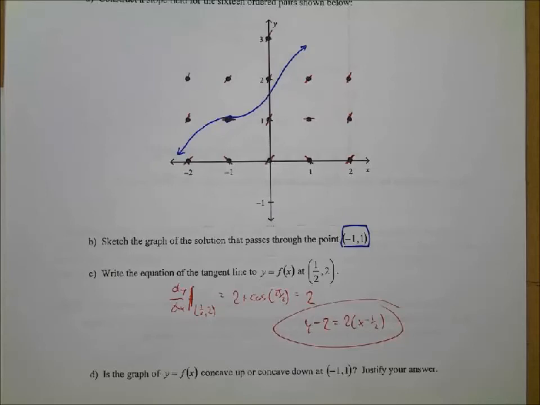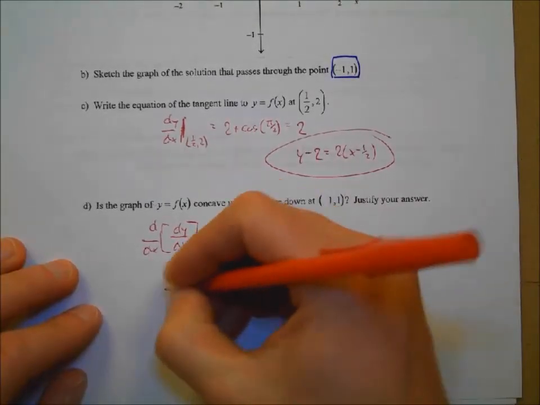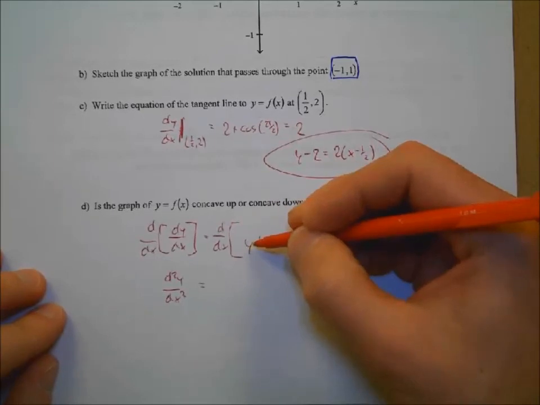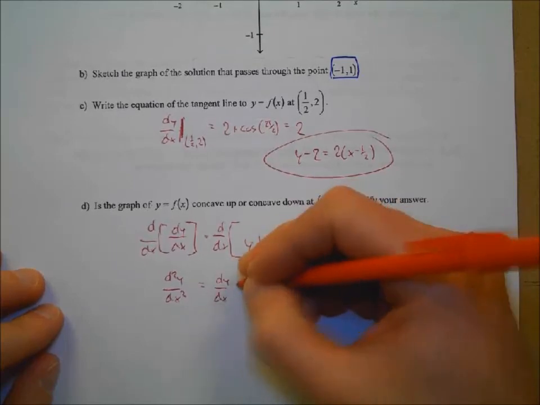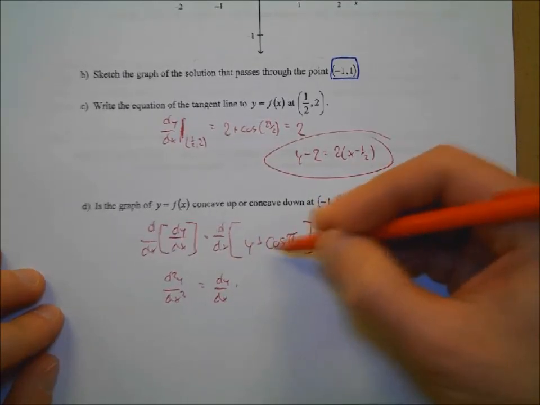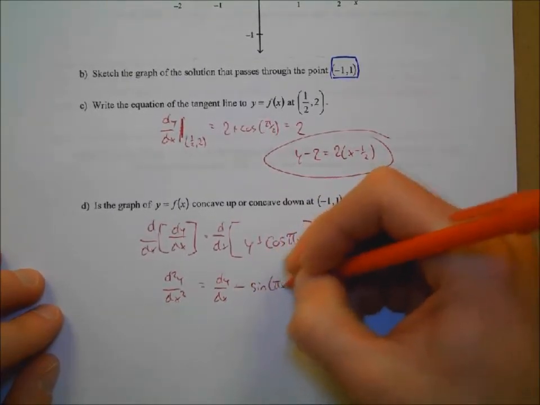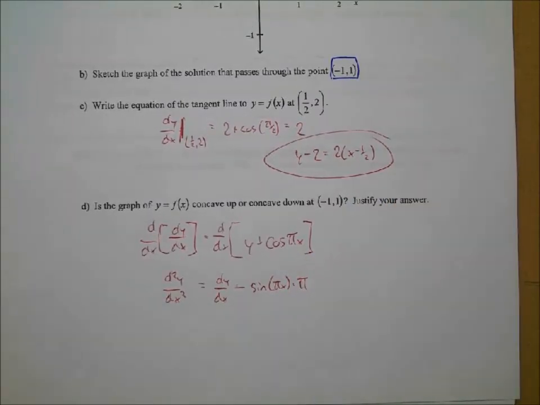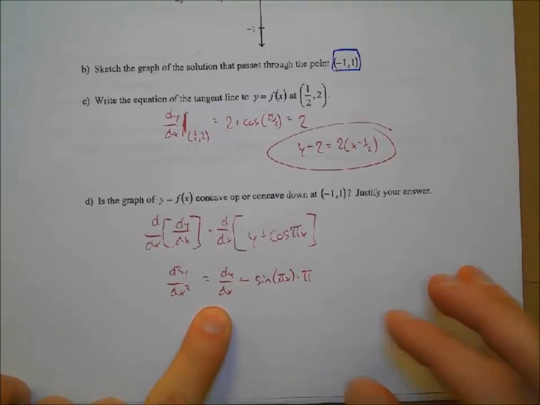Okay. And then when we go to take the derivative of this, because to determine concavity of a function, we need to look at the second derivative, right? What is the derivative of y with respect to x? dy/dx. What is the derivative of cosine with respect to x? Negative sine pi x times the derivative of what's inside, pi. Okay? What is dy/dx? It's up top, right? y plus cosine pi x.